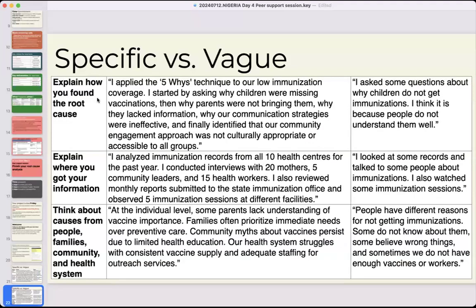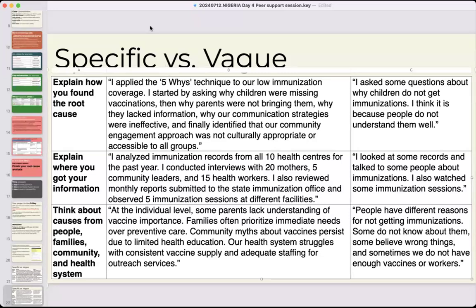Now, explain how you found the root cause. So I applied the 5 why techniques and I started. So you just say, I applied the 5 why techniques and this is what I found out. So it's good to be clear. Explain where you got your information. So where are you getting your information from?